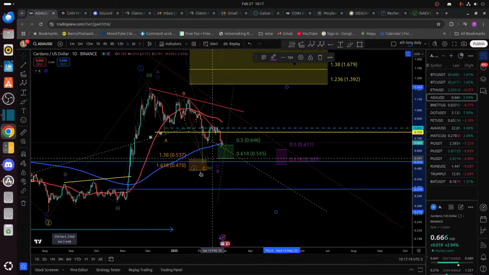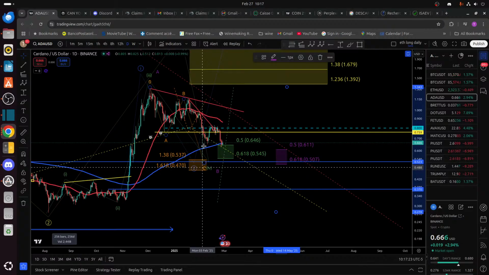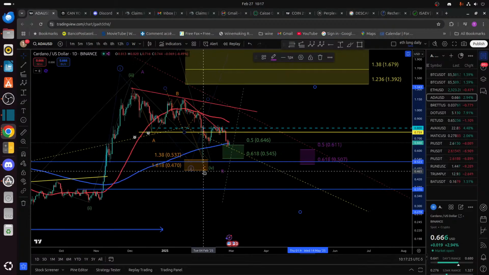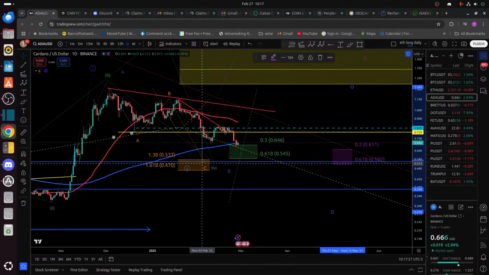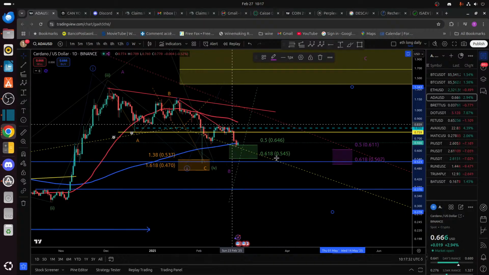Well, this week it kind of compromised things, but now this could be just a diagonal, and this could be one, and this is the A B C.